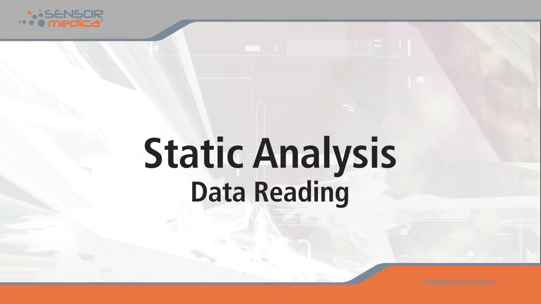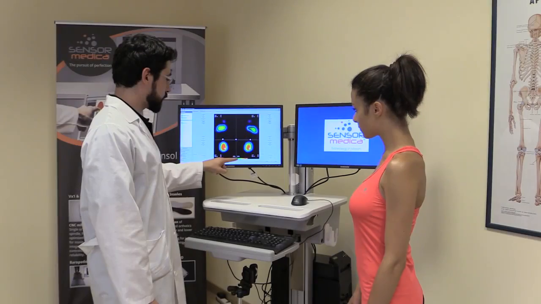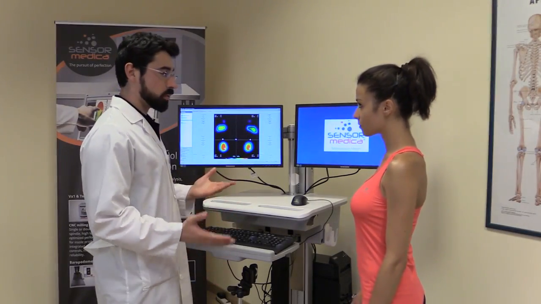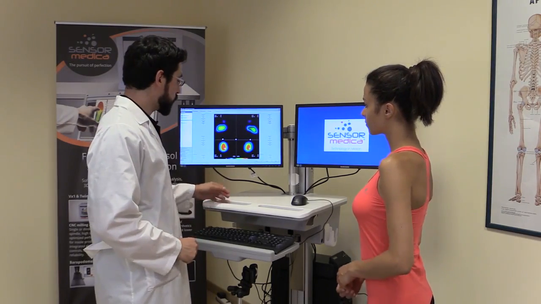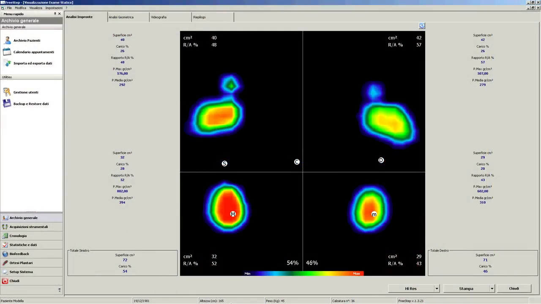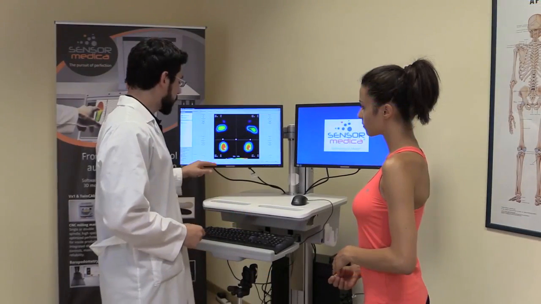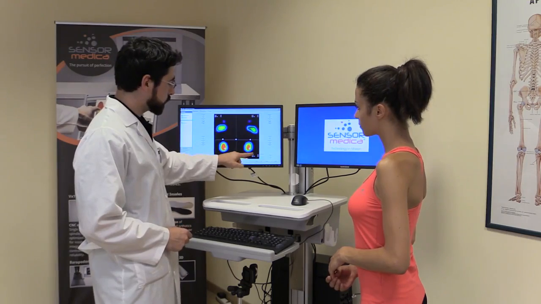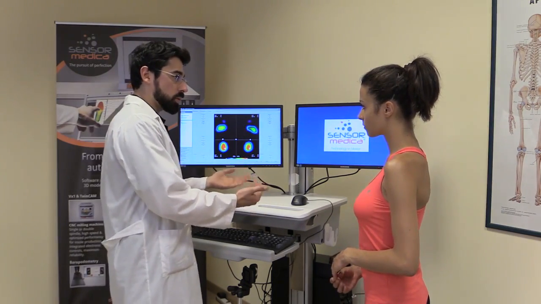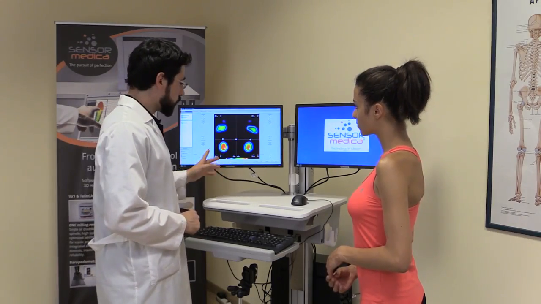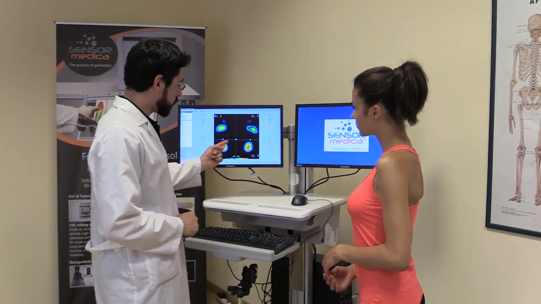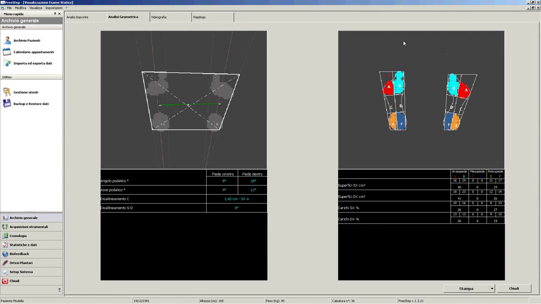Static baropodometry, data reading. Among the main data of the static baropodometric exam, we will find the lateral-lateral load distribution, whose normal values are around 50% with a standard deviation of 3%. The antero-posterior load ratio, whose normal values are approximately 60% rear and 40% front. The pedalic surfaces, the centers of pressure rotation, the sector-based distribution of surface and load percentage.